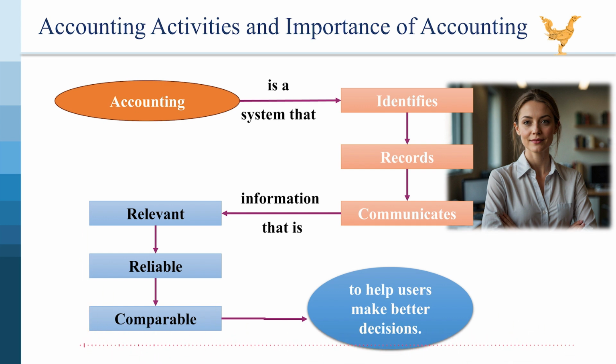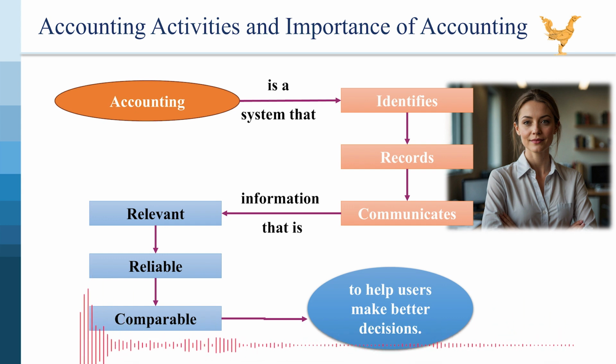2. Reliable. The information should be accurate, free from errors, and unbiased. Users should be able to trust that the information fairly represents the underlying economic events. 3. Comparable. The information should be presented in a way that allows users to compare it with information from other companies or from different time periods within the same company. This allows for meaningful analysis and benchmarking.